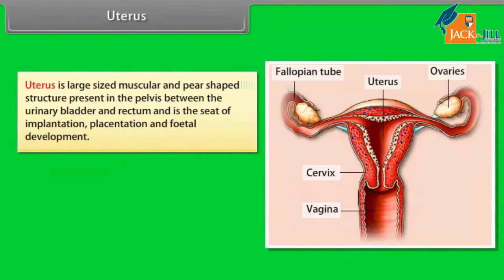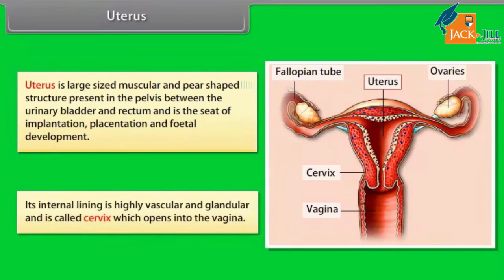Uterus. Uterus is large-sized, muscular and pear-shaped structure present in the pelvis between the urinary bladder and rectum and is the seat of implantation, placentation, and fetal development. Its internal lining is highly vascular and glandular and is called cervix, which opens into the vagina.